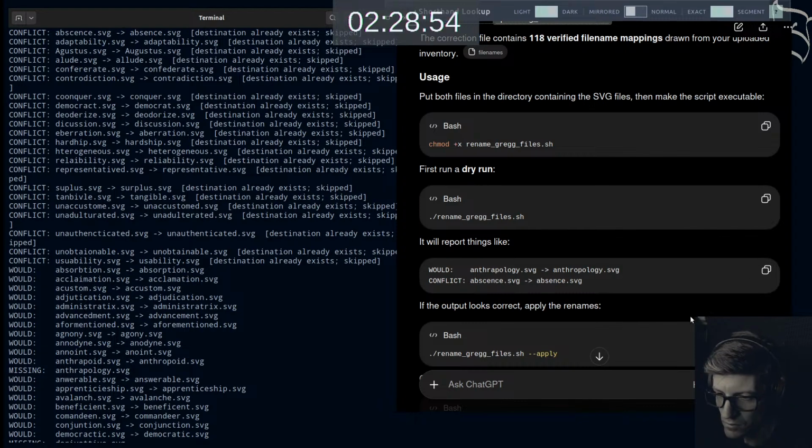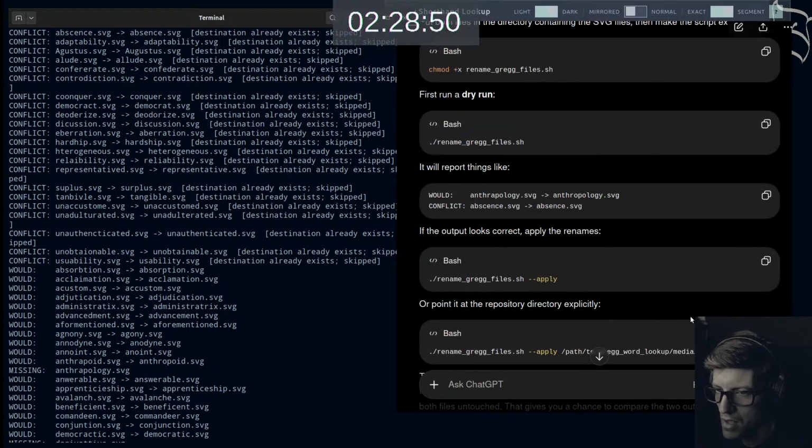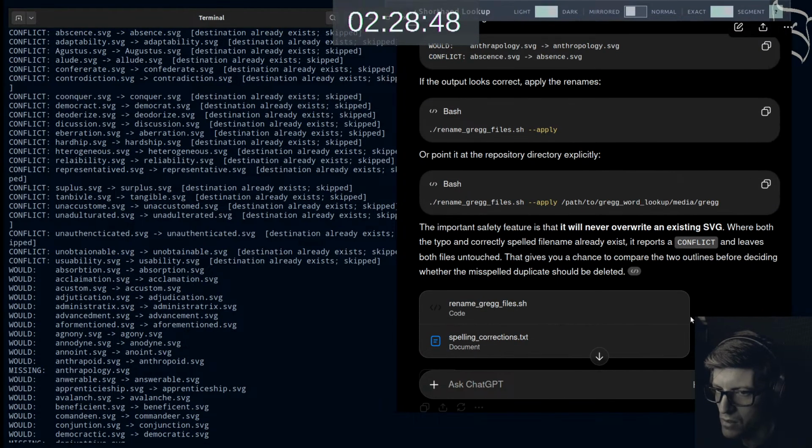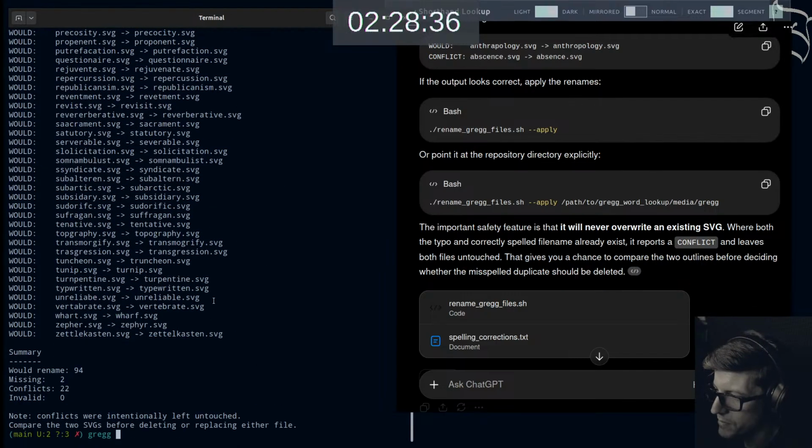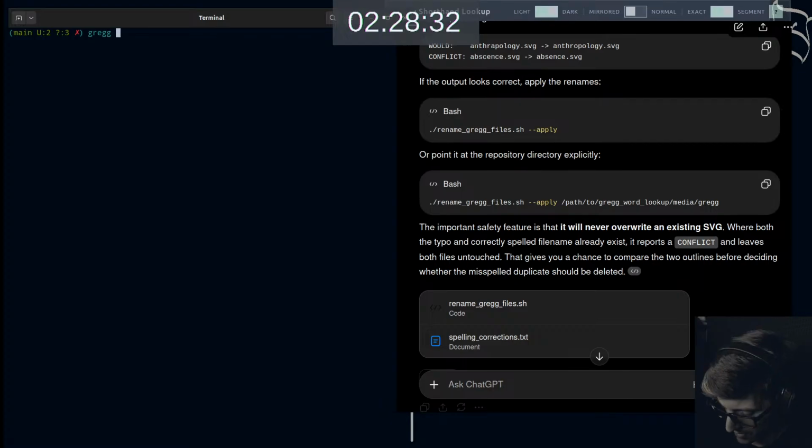Because as you see, those SVGs are already present in the file, okay? So if the output looks correct, then we'll go ahead and apply, okay? We'll go ahead and apply, and this will give us the updated names of the files. Alrighty, so let's go ahead and clear. And let's go ahead and rerun the script, and let's go ahead and apply.